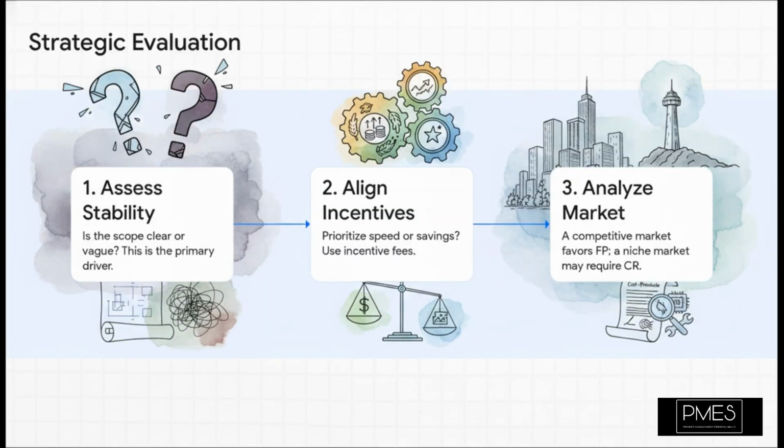So how do you actually choose one in the real world? It's basically a three-step evaluation. First, you assess your requirements' stability. Are they clear as day? Go fixed price. Are they vague? Go cost reimbursable. Easy.